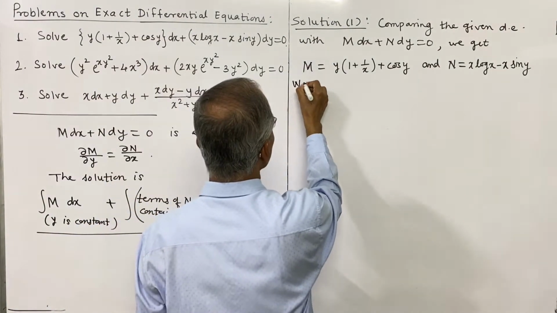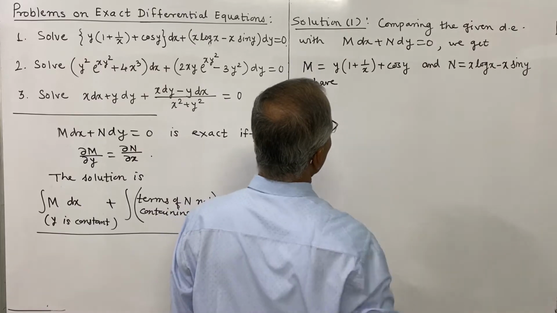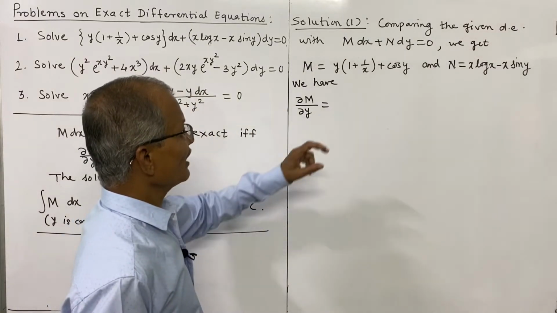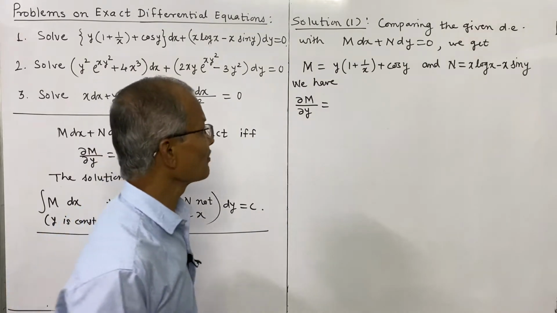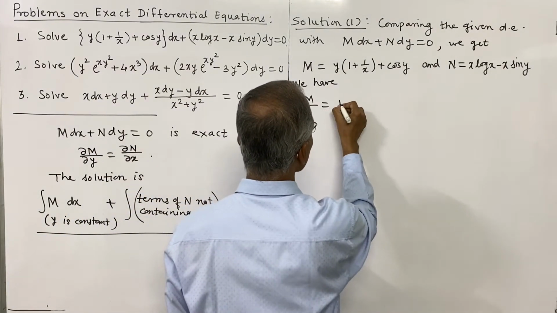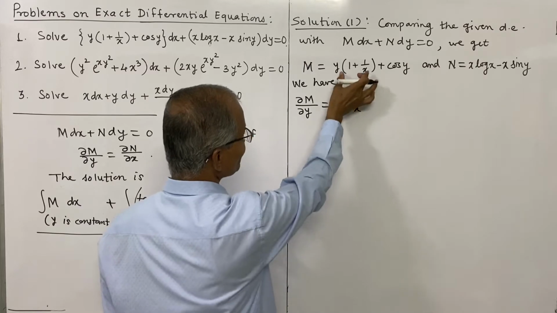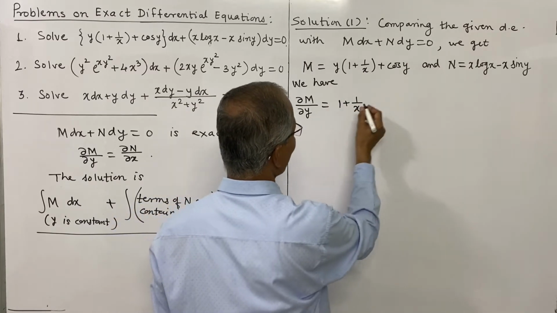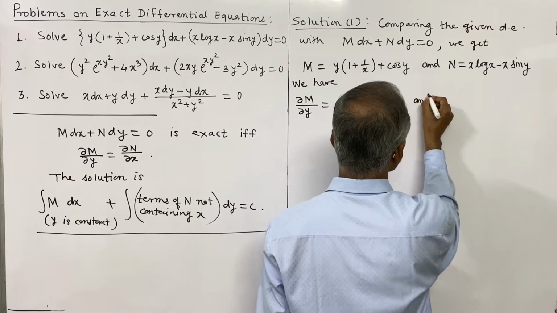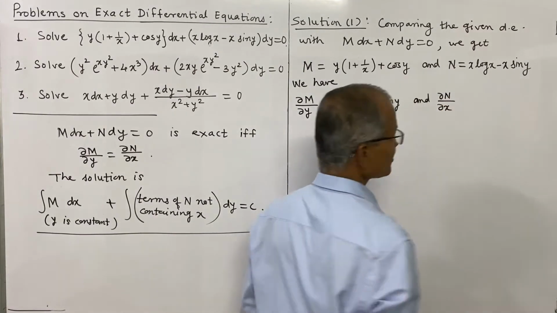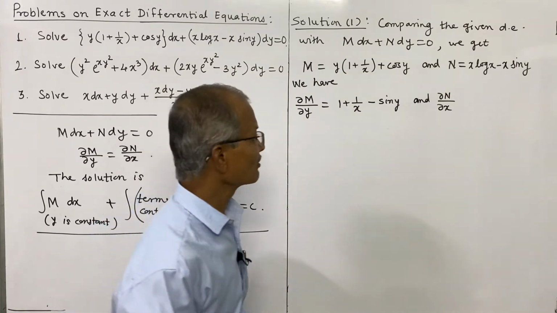So we have the partial derivative of M with respect to y. When we differentiate partially with respect to y, x is to be treated as constant, so 1 plus 1 upon x is constant. The derivative of y is 1, so it is only 1 plus 1 by x. And the derivative of cos y with respect to y is negative sin y. So this is dou M by dou y. And what is the partial derivative of N with respect to x? That is to be remembered: for M we differentiate partially with respect to y, and for N we differentiate partially with respect to x.